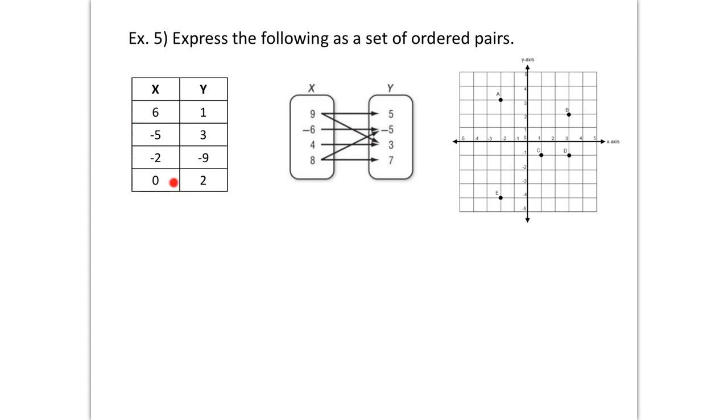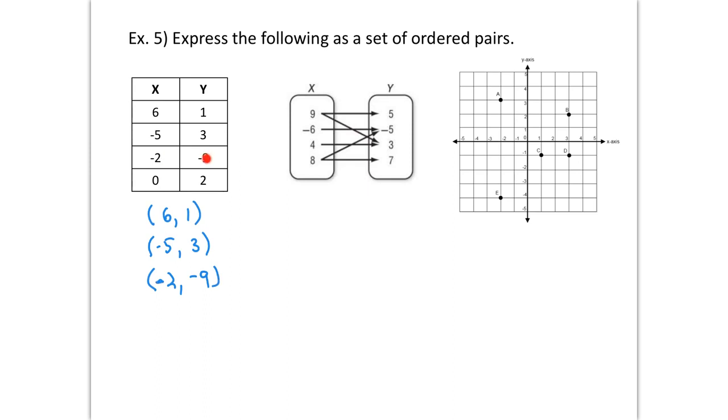Notice that here we have the x values, the y values, 6, 1, -5, 3, and then -2, -9, 0, and 2. So the way you guys are going to write down your ordered pairs, you guys are just going to make parentheses because that's how we write down the ordered pairs, with parentheses. So my first point will be (6, 1). There's my x value and my y value. So I'm going to have my parentheses (6, 1). That's an ordered pair. The next one will be (-5, 3). The next one, (-2, -9). So I'm just following what the table says.